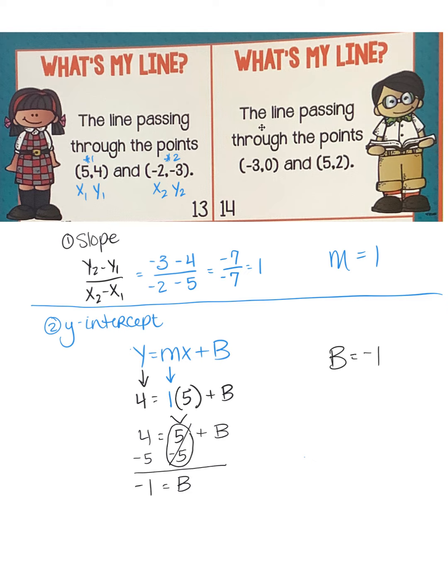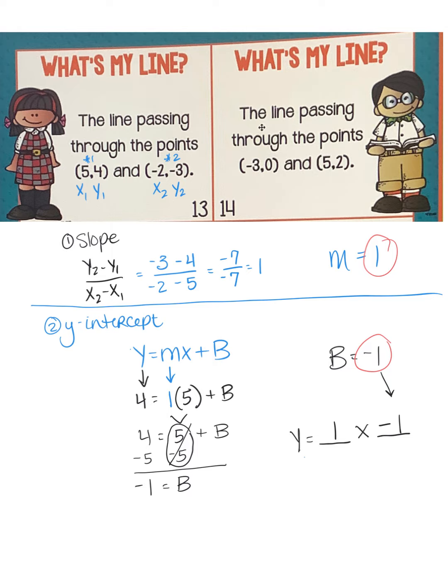And now we have both pieces of information. We have a slope and a y-intercept. So my equation is y equals the slope times x, and then you have your y-intercept at the end. My slope is 1, so that's 1x, and my y-intercept is negative 1, so that becomes minus 1. That's your equation: y equals 1x minus 1.